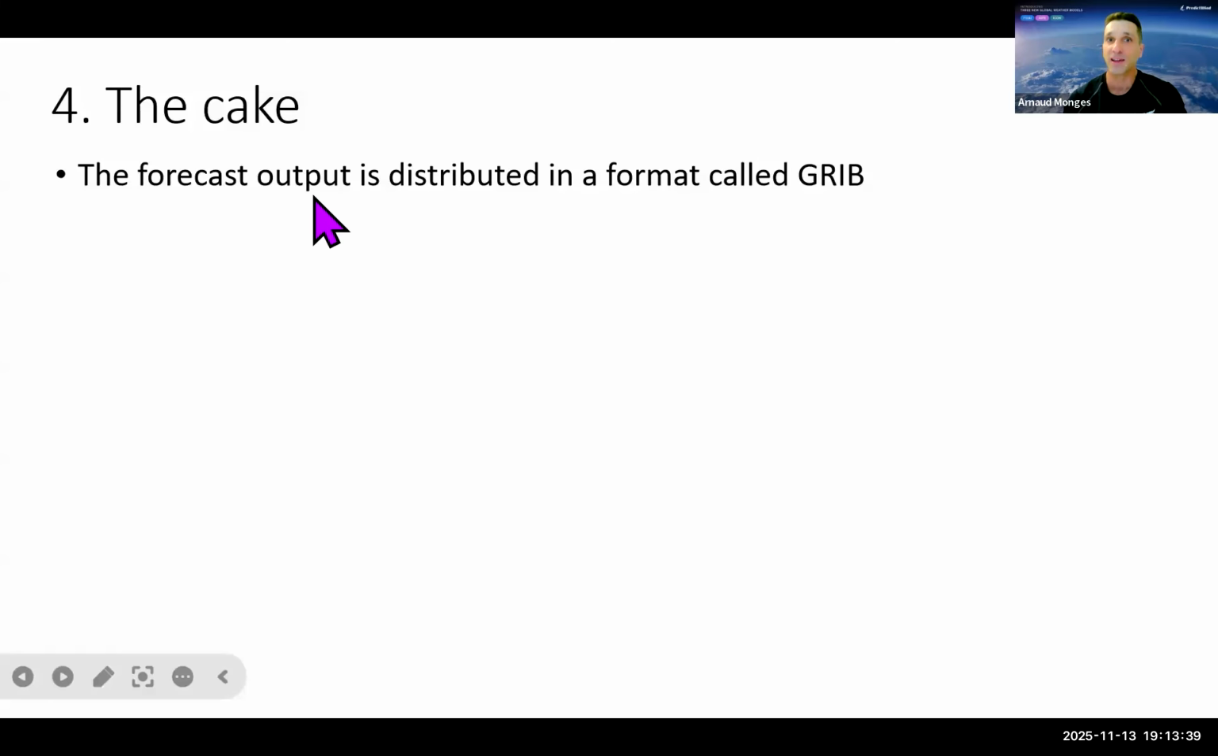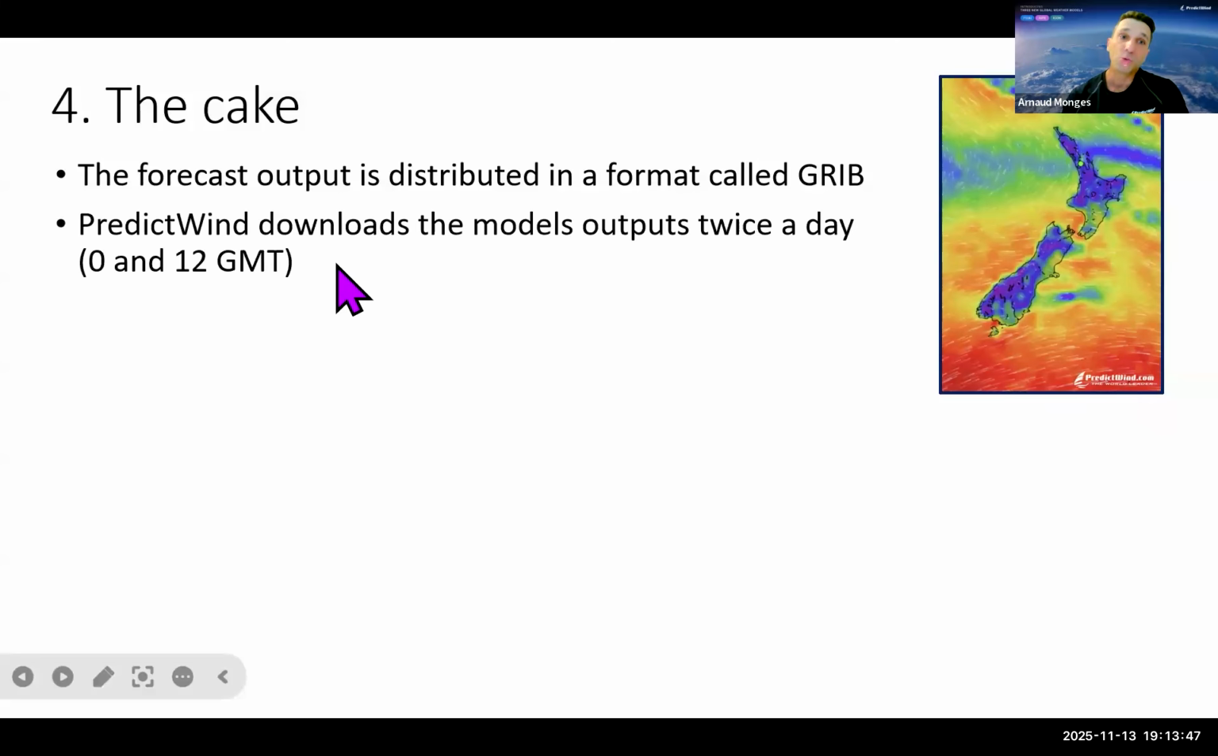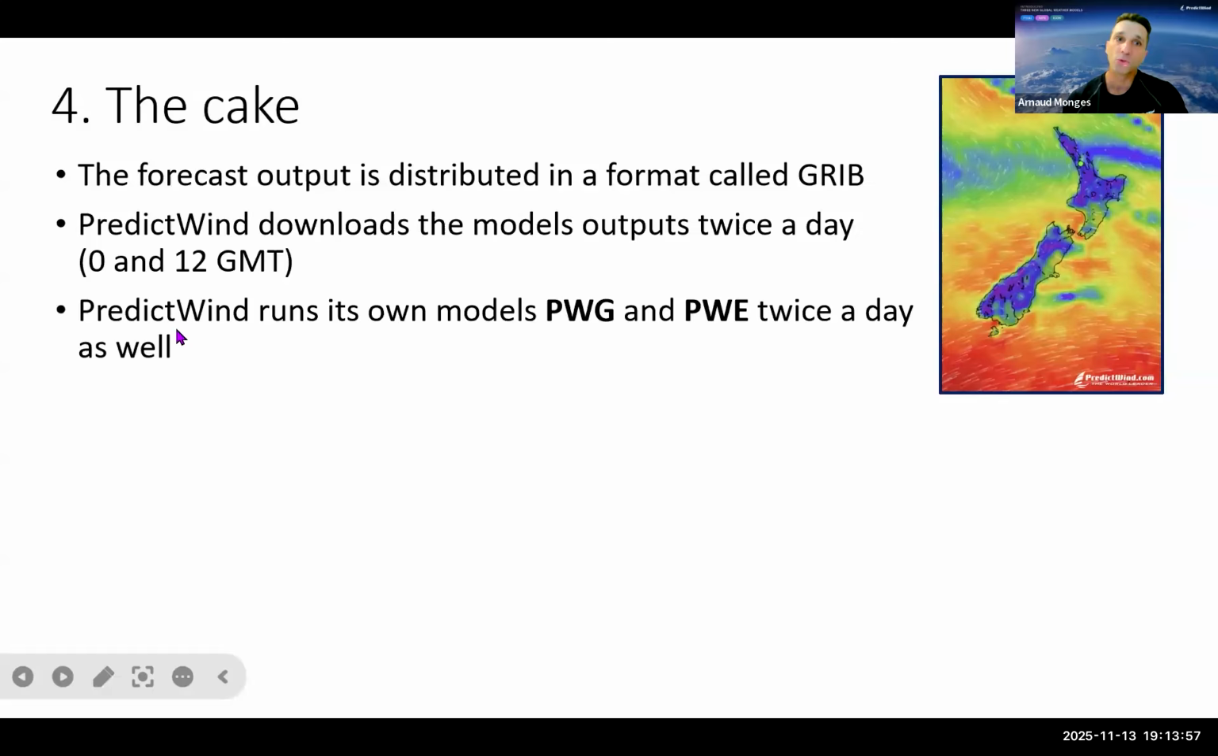So the cake is the forecast output, and it is distributed in a format called grid, like this one. PredictWind, for example, download the model output twice a day. For example, ECMWF at midnight and at 12 GMT. Also, I want to point out that at PredictWind, we run our own weather model. We do have this supercomputer as well, and we call it PWG and PWE, and we also run them twice a day. And here is an occasion to tell you why is this G and why is this E mean.